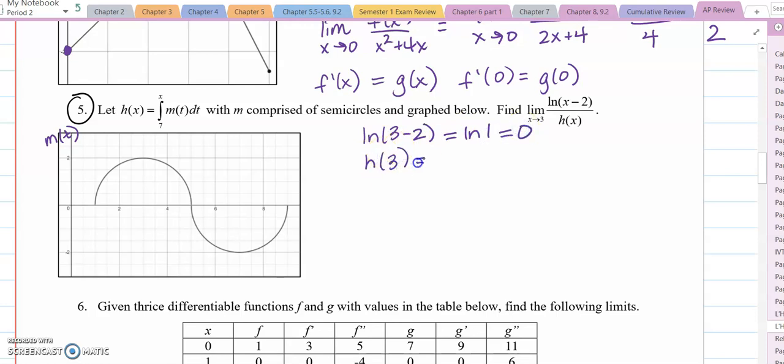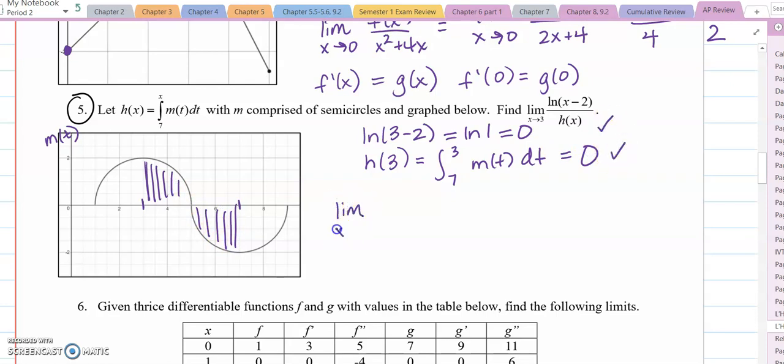h of 3 equals the integral from 7 to 3 of m of t dt. So here is 7 and here is 3, and these semicircles are coming from a circle of the same size, so the radius is the same. So here and here, again, is that positive and negative area that cancels out. So we've met our conditions for L'Hopital's rule.